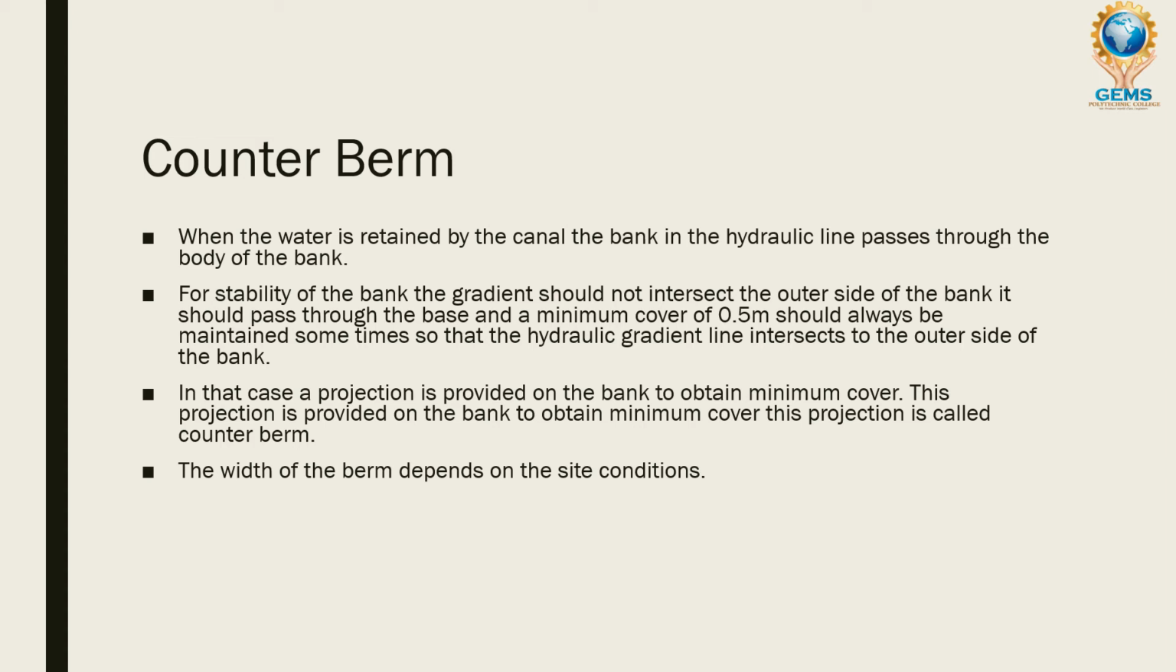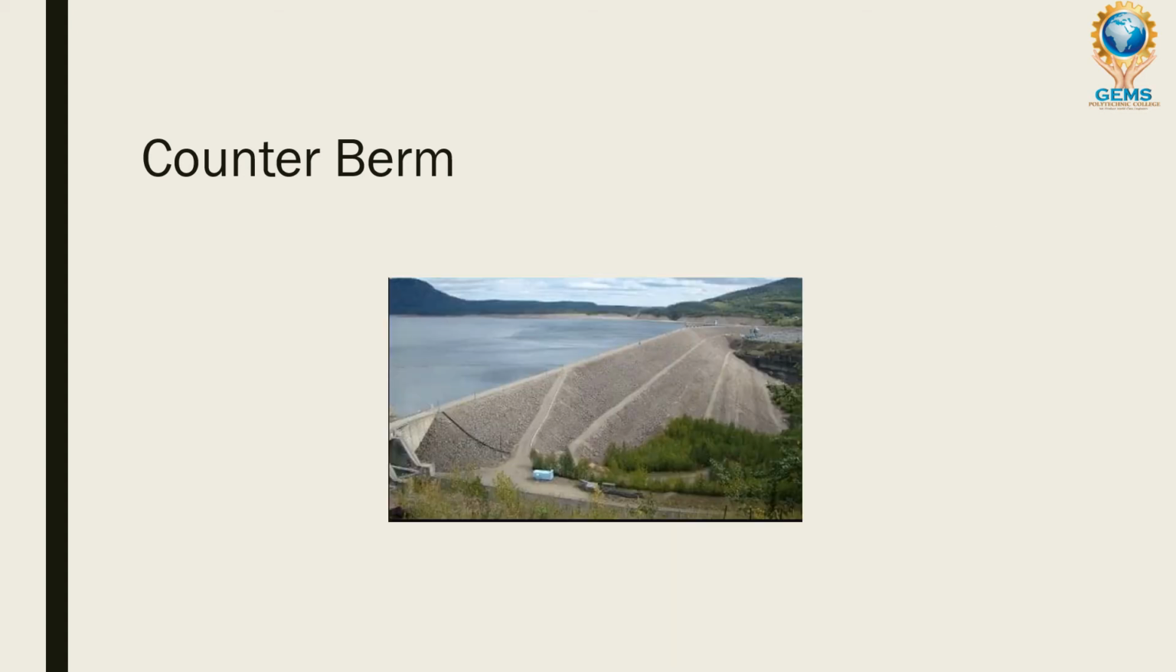If the stability is not maintained perfectly, it will cause the canal bank to collapse, or it will make erosion occur. So a counter berm is adopted. The width of the berm depends on the site conditions. In this slide you can see the counter berm.